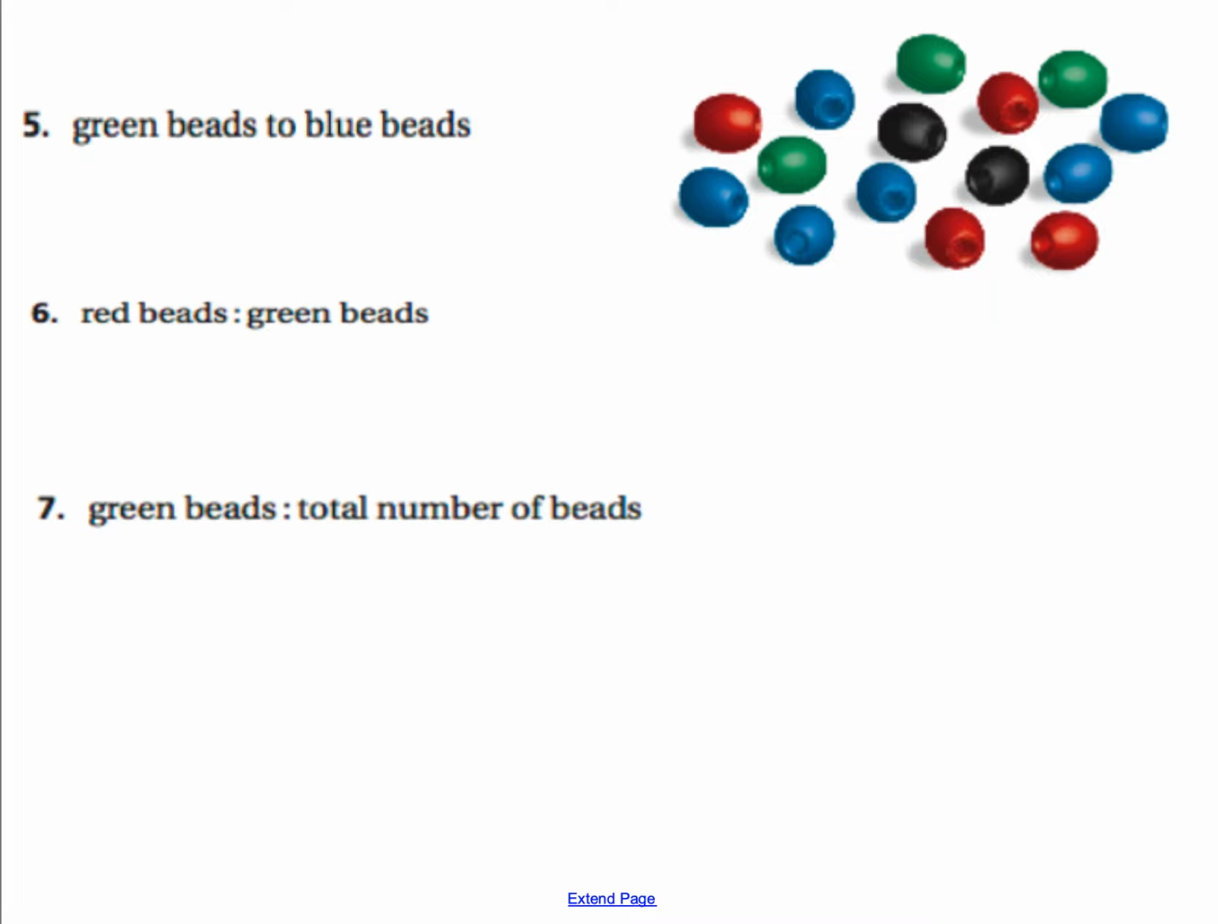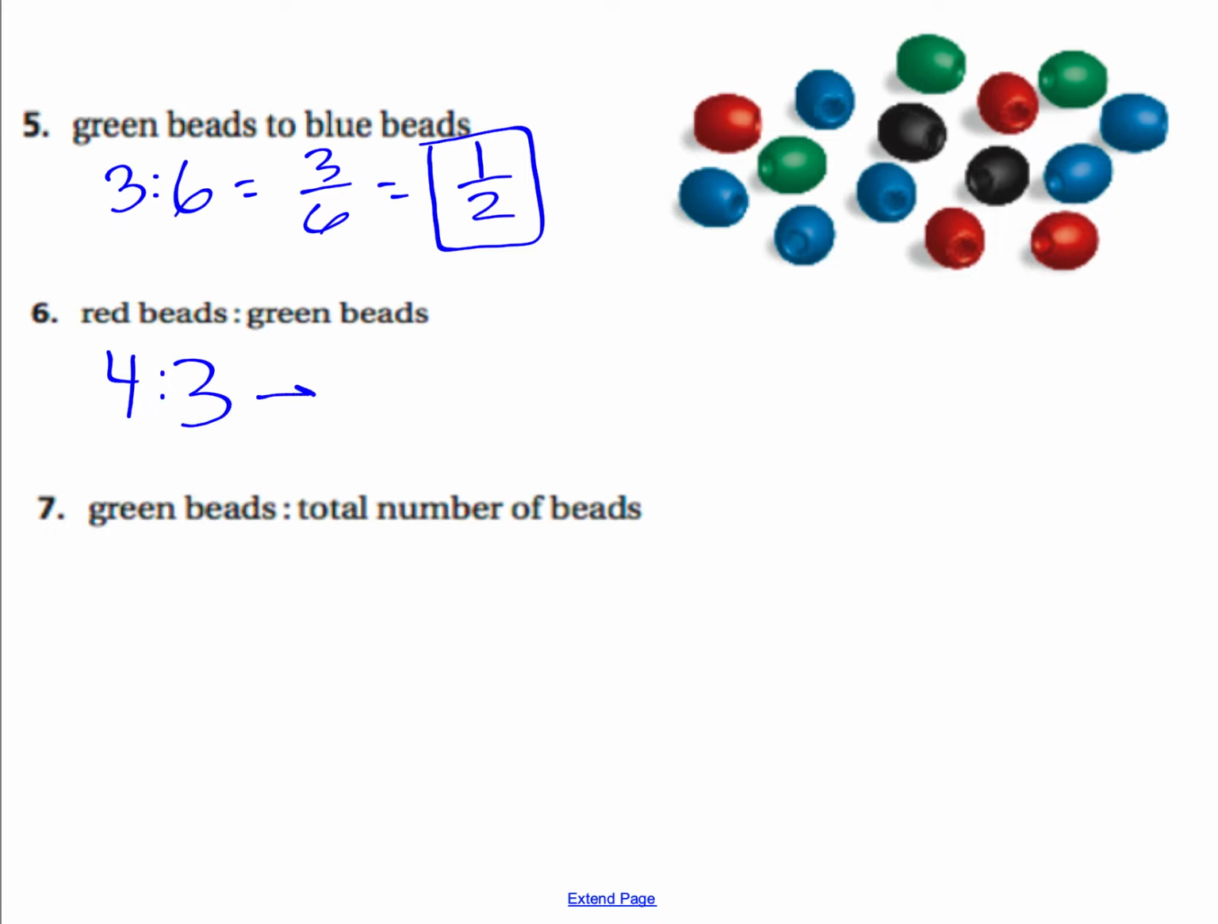Okay, green beads to blue beads. On this, I see 3 green beads, 1, 2, 3. And blue beads, I see 1, 2, 3, 4, 5, 6. So it would be 3 to 6. That would be 3/6, and that reduces, divide top and bottom by 3, to 1/2. Red beads to green beads. I see 4 red beads, and green beads there are 3. This becomes the ratio 4/3. Now we won't get probabilities greater than 1, but we can get ratios greater than 1.